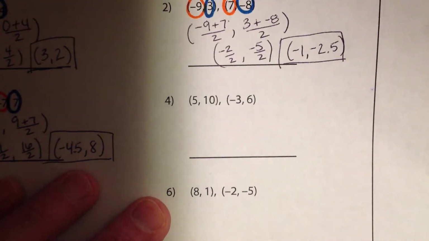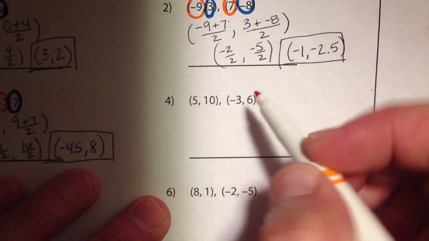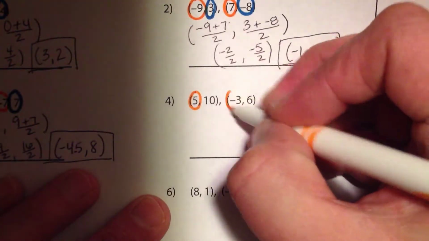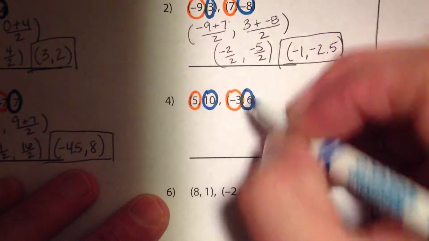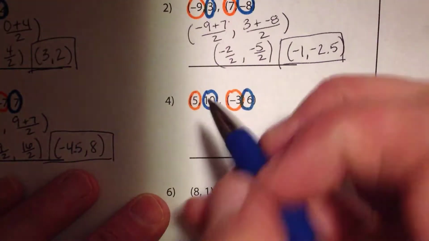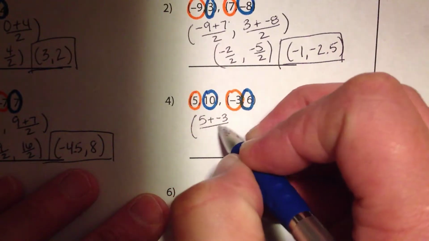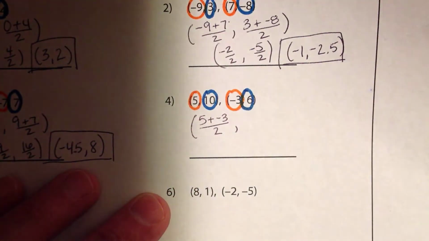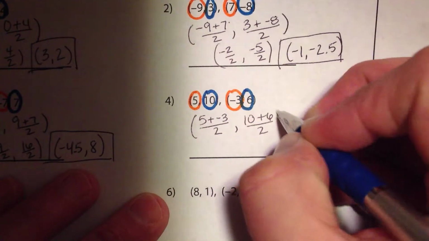Example number 4. Find the midpoint between (5, 10) and (negative 3, 6). So our x's are 5 and negative 3. Our y's are 10 and 6. Again, I add my x's, 5 plus negative 3 divided by 2. And I add my y's, 10 plus 6 divided by 2.